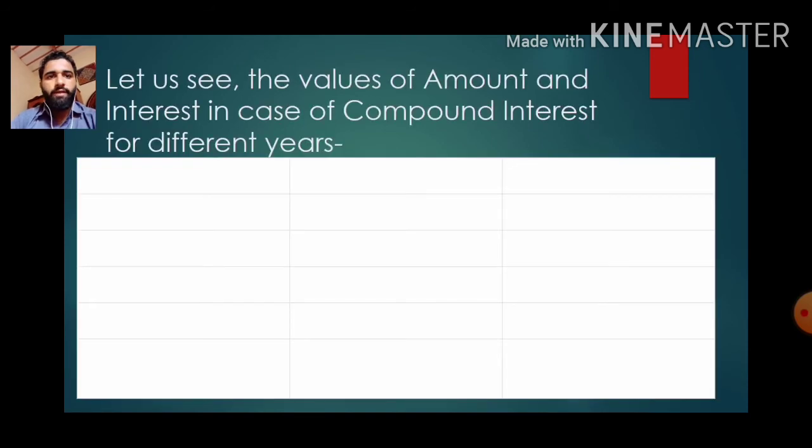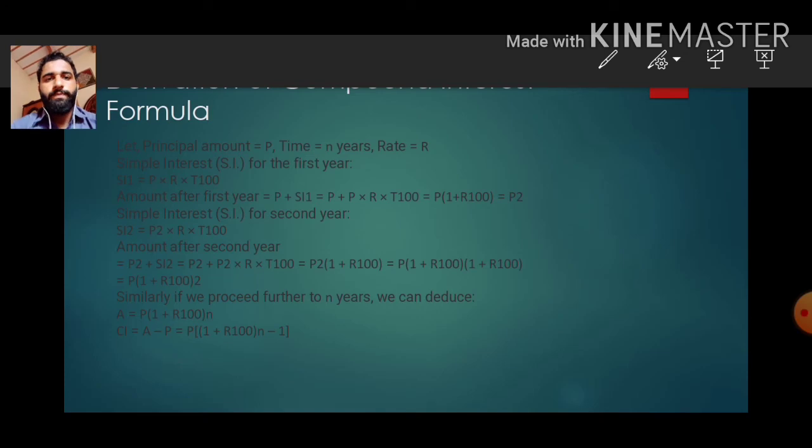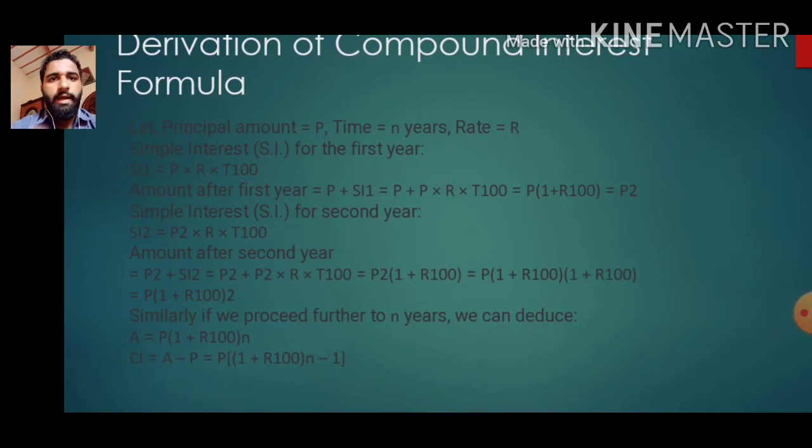Let's see the derivation of the amount with compound interest. Let the principal amount be P, time T years, and rate R. Simple interest SI1 for the first year is P multiplied by R multiplied by T divided by 100. Amount after the first year is P plus SI1, which is P plus PRT/100, equal to P1, that is P(1 + R/100).